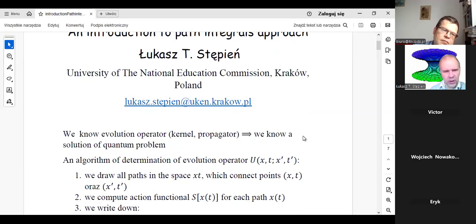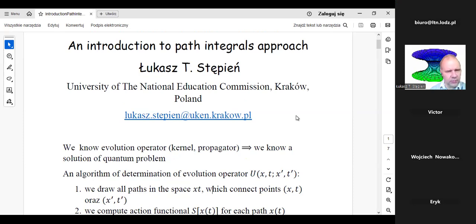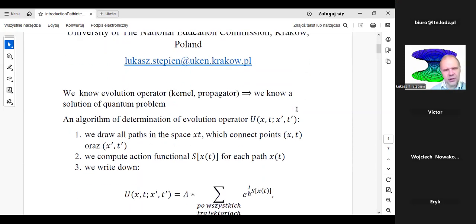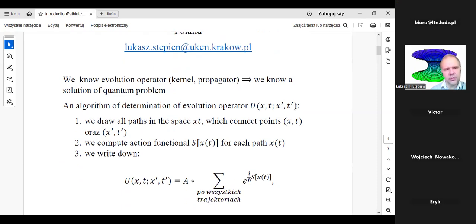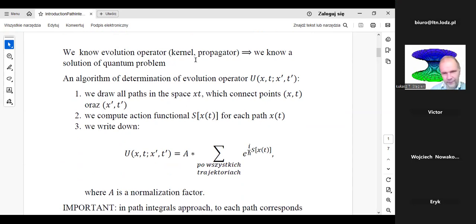Go on. Okay, so this is some introductory talk about the path integrals approach. A very simple example will be considered. At first, of course, as you know, if you know the evolution operator, kernel or propagator, you know the solution of the quantum problem. So the algorithm for determining the evolution operator or kernel is as follows.